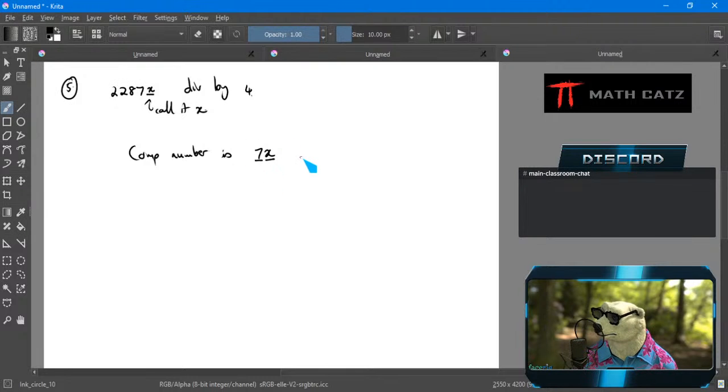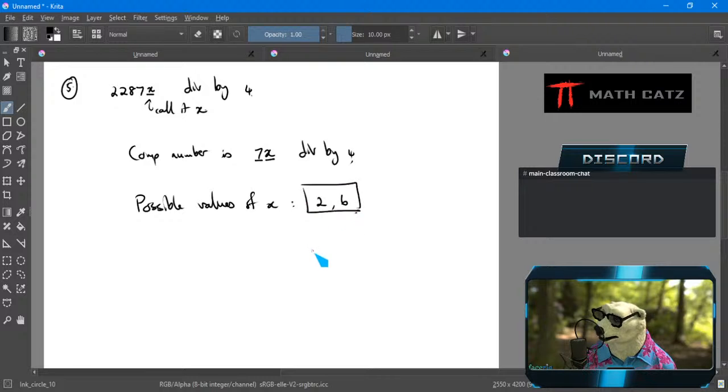70-something. And that has to be divisible by 4. But that narrows it down significantly. And I can right away say my possible values of x will be 2, 72 is divisible by 4, 76 is divisible by 4, and that is going to be it. Because I know my multiples of 4. Or I can very quickly do a two-digit division. And that is that.